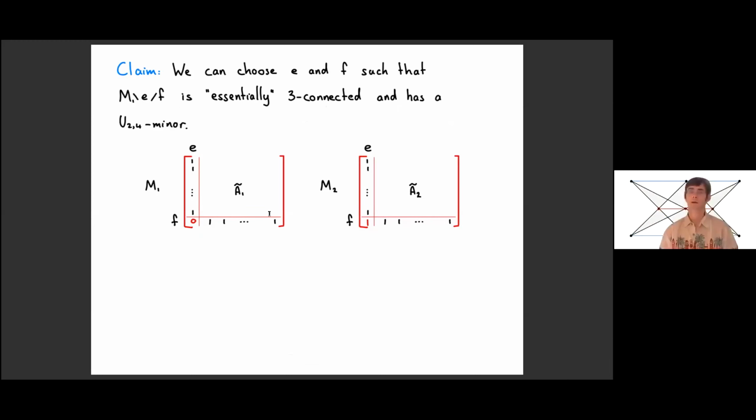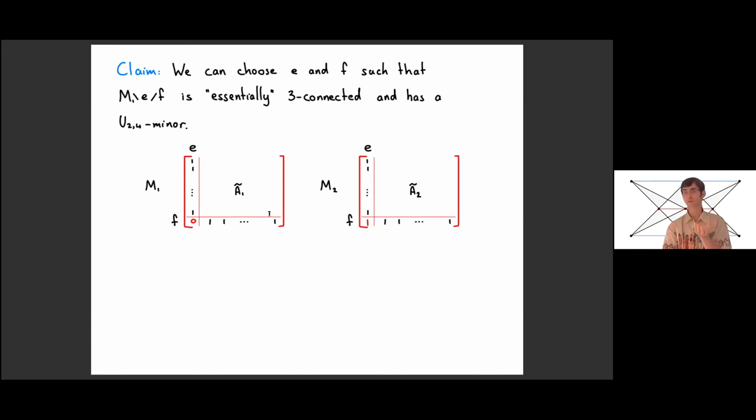Here's where we use the rank being half the number of elements. It turns out in that case that you can find these elements E and F, so there was a bit of freedom about how you went down to the 1-by-1 case. If the rank's half the number of elements, you can choose E and F so that when you delete E and contract F, you're close to being 3 connected, and by close I mean up to series and parallel elements. And you have a U2,4 minor.